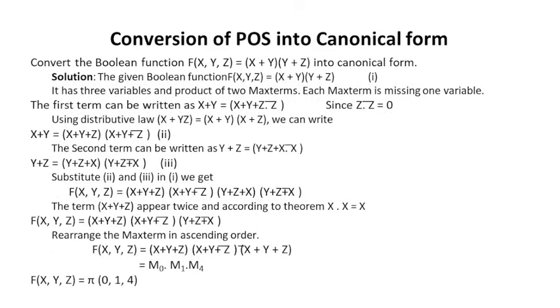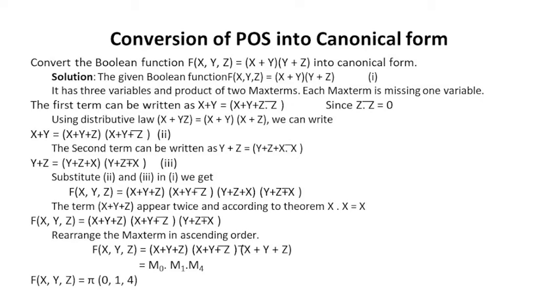Conversion of POS into canonical form. Convert the Boolean function f(x, y, z) = (x + y)(y + z). Here also we should see how many variables there are. Here we have three variables, that is x, y, z. Two terms are also missing one variable: the first term is missing z, the second term is missing x.